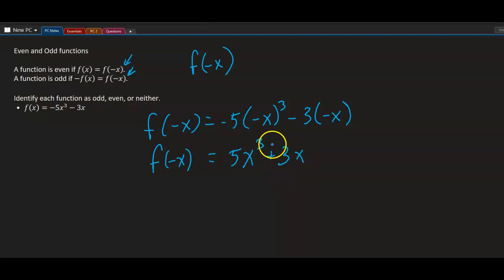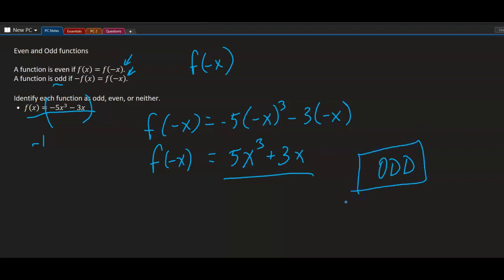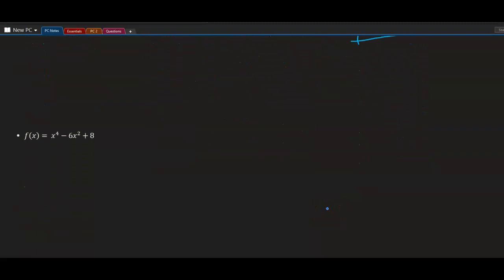Okay? So is this the exact same as this function? And the answer is no. So it is not even. Is it the opposite of the original function? If I multiply this by a -1, do I get this? And the answer is yes. So what that means is that this function is an odd function. All right. Let's look at another example here.